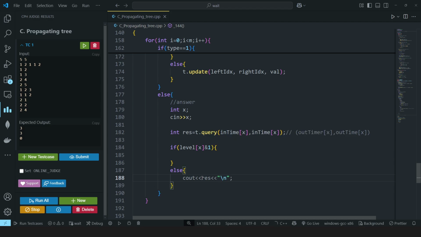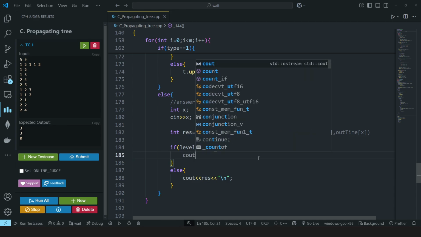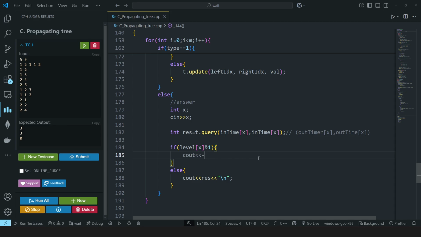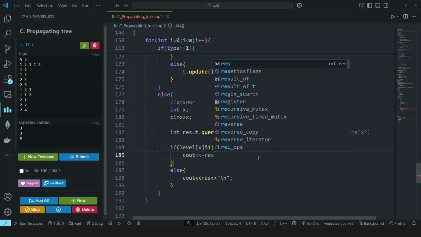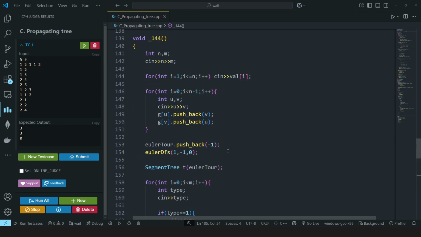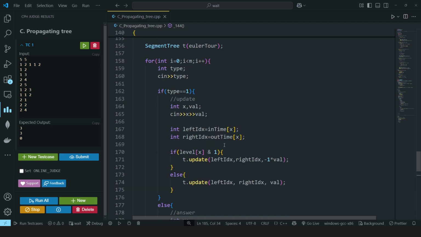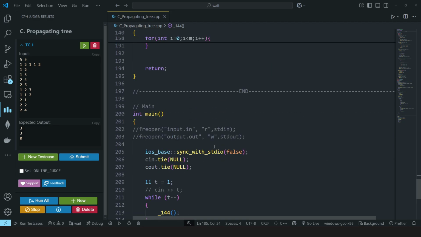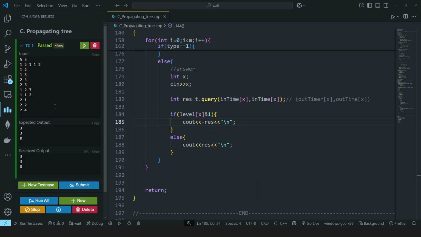right? But if this is not the case, that is the level is odd, then whatever result we got is actually the negative of what we should get. So that's why I will multiply it by -1, or rather just print it like this. And in this way I think the whole code will be written, right? So now if I run the code, let's see if it is giving correct outputs or not. As you can see, we are getting the correct results, right?